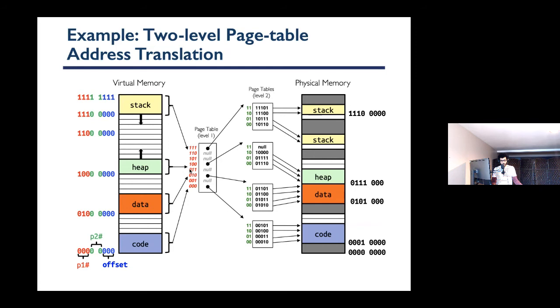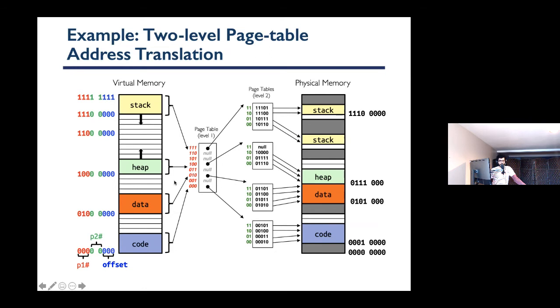And here is an example, right? In this example, I have code, data, heap, and stack regions. And then there are a lot of pages here that are not being used. Now, again, the assumption here is that each page is 8 bytes. That's why I have 3 bits for the offset.